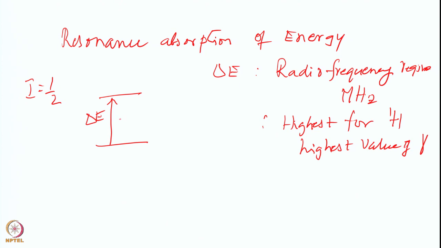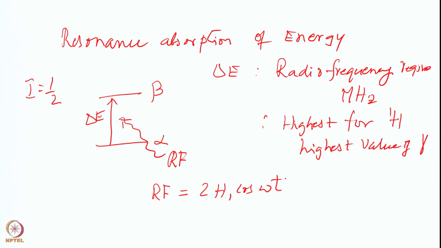Now, if I apply a RF here, radio frequency, whose frequency corresponds to this energy difference, then absorption of energy will take place by the spins to go from the alpha state to the beta state. And the RF is what? RF is given by 2H1 cosine omega t. And this is the amplitude of RF, radio frequency, and this is the frequency.